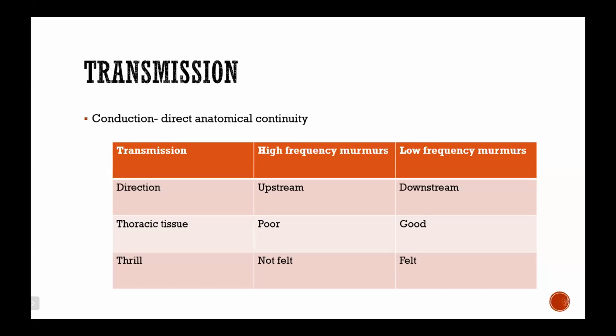The second thing that you need to know is these high frequency murmurs have very poor transmission through thoracic tissue. They don't conduct well through thoracic tissue, and that is why they won't usually be associated with thrill. So high frequency murmurs will not have thrill. However, low frequency murmurs are conducted well through thoracic tissue, so they are the ones which will be associated with thrill.